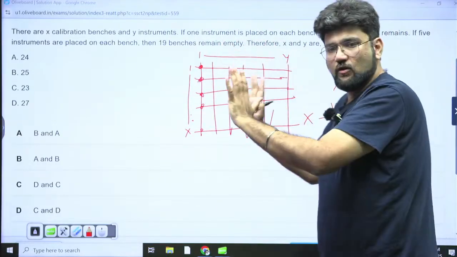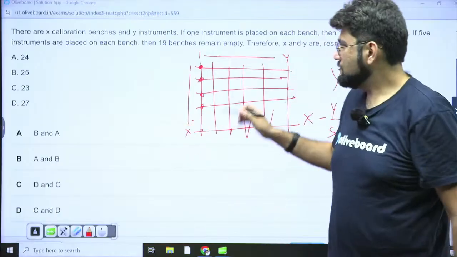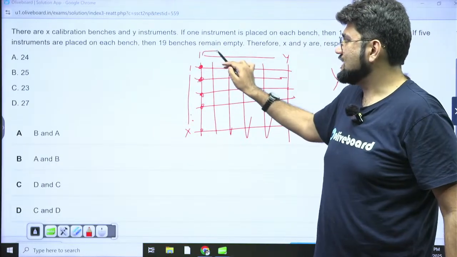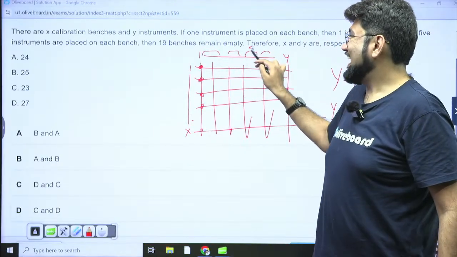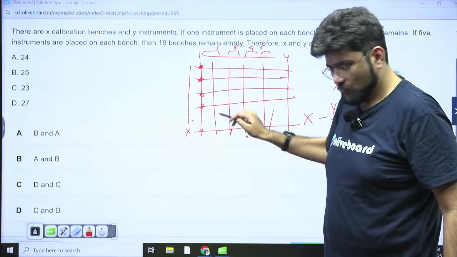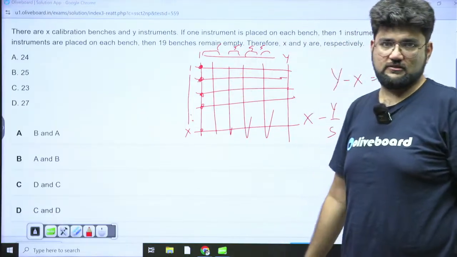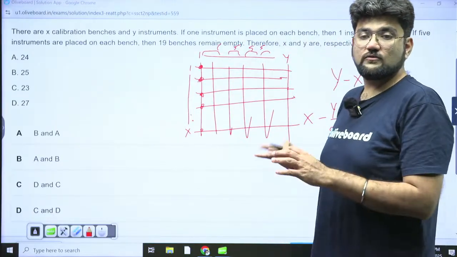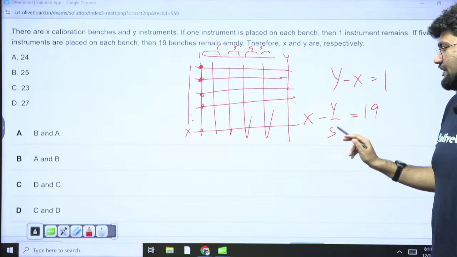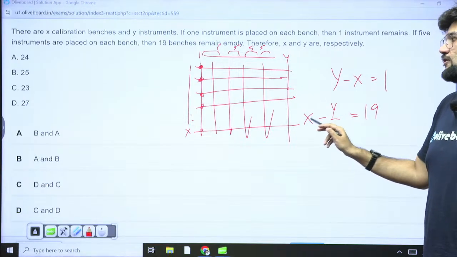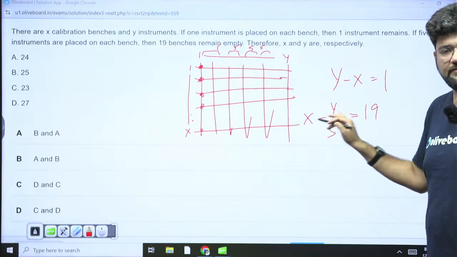The instruments are Y only till now. They are not increasing the instruments. There are Y instruments. I am grouping them in sets of 5, and I am placing them on each bench now. So I'm left with 19 benches. So how many instruments did I have? Y. Y divided by 5. I am subtracting from the total number of benches. I am getting 19. Are you clear with this equation?